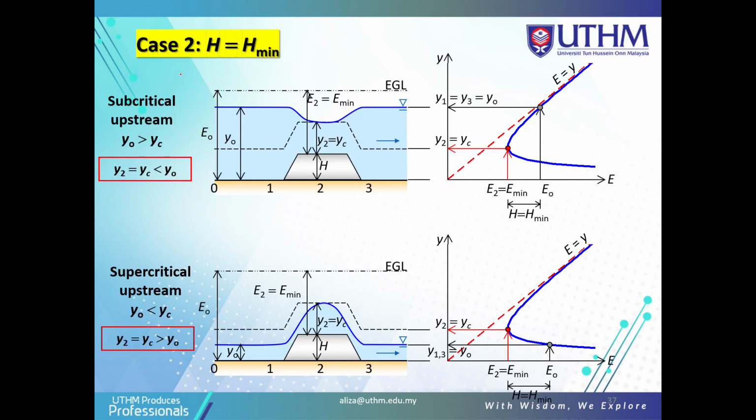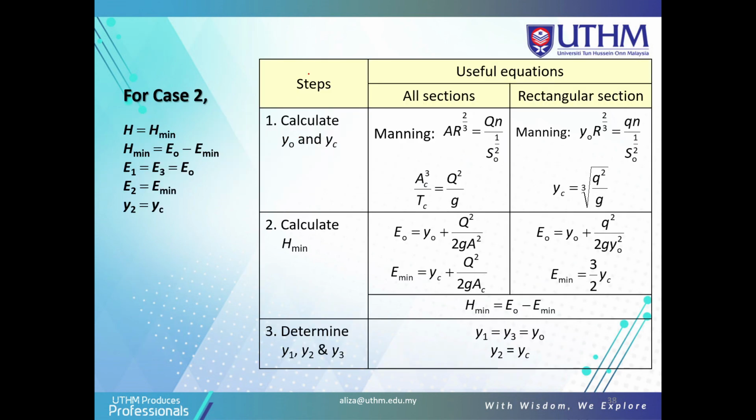Now case 2, based on subcritical and supercritical, is also the same. The step by step is also the same as case 1, and the formula is also the same, but E1 is equal to E3 is equal to E0. You must remember this for case 2. The formula is the same for calculating Y0 and YC and calculating the H minimum, but for determining Y1, Y2, Y3, you must remember this basic formula for case 2.